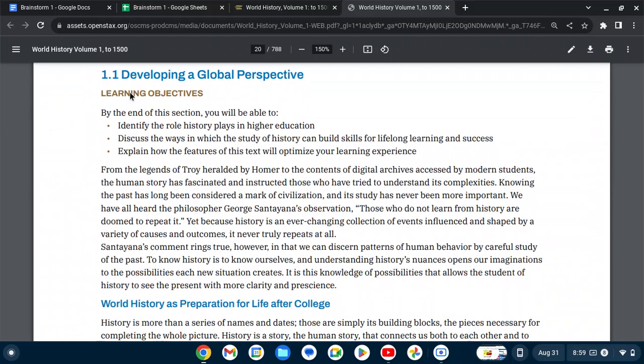From the legends of Troy, heralded by Homer, to the contents of digital archives accessed by modern students, the human story has fascinated and instructed those who have tried to understand its complexities. Knowing the past has long been considered a mark of civilization, and its study has never been more important. We have all heard the philosopher George Santayana's observation: those who do not learn from history are doomed to repeat it. Yet because history is an ever-changing collection of events influenced by and shaped by a variety of causes and outcomes, it never truly repeats at all.